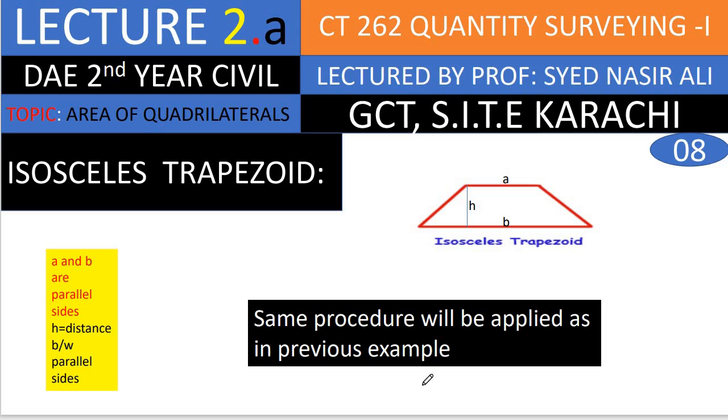This is the isosceles trapezoid. This is the same as the trapezoid. It has parallel sides A and B, and the distance between A and B is H. The same procedure will be applied as in the previous example.